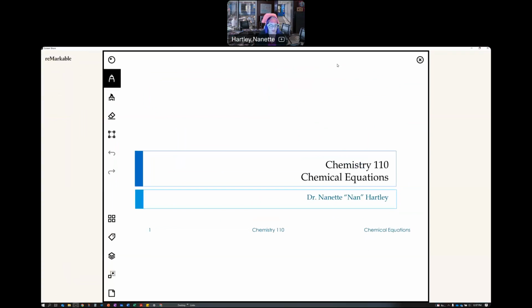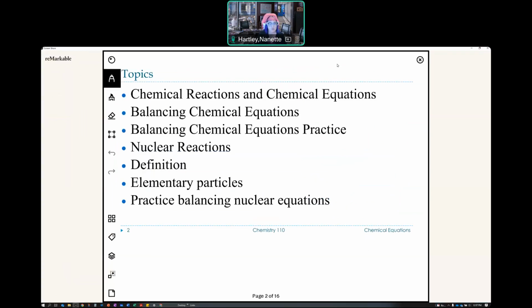So that's what we're going to be talking about. Chemical reactions, chemical equations. We're going to talk about balancing them. We'll do some practice with balancing chemical equations. We'll talk about nuclear reactions, their definition, the elementary particles that are required to talk about these, and then we'll practice balancing nuclear equations. So that's everything we're going to talk about here.